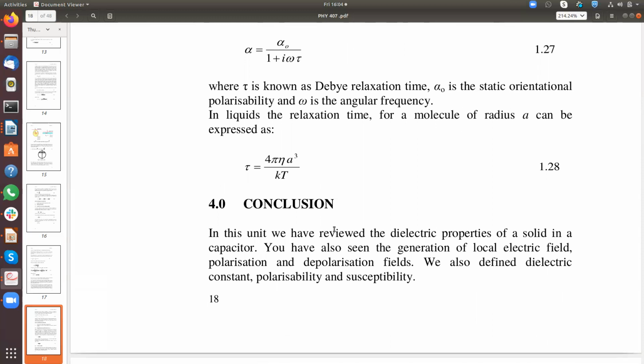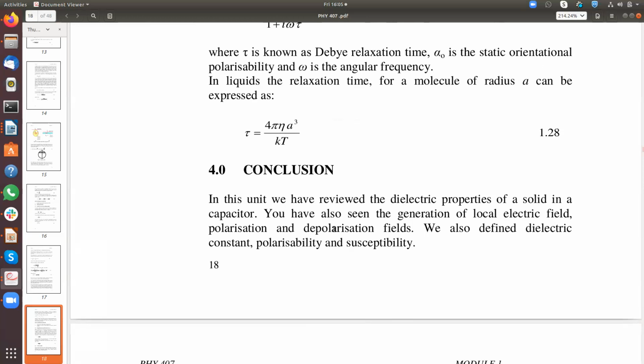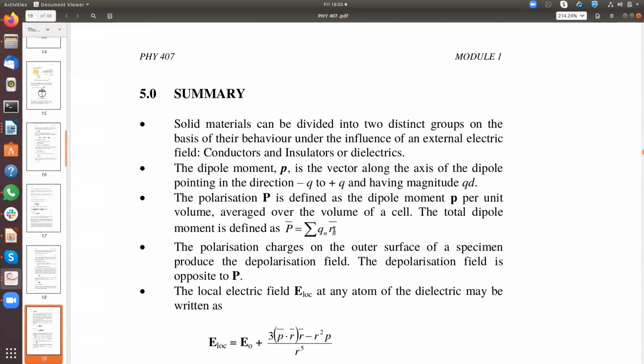So in conclusion, we have reviewed the dielectric properties of solids in capacitors. We have seen the generation of local electric field, polarization and depolarization fields. We also defined dielectric constant and polarizability, as well as susceptibility. Now, in summary, of what we have discussed so far in the last 3 weeks, solid materials can be divided into two distinct groups on the basis of their behavior under the influence of external electric fields. We can have them as conductors or insulators. At times, dielectric refers to insulators.